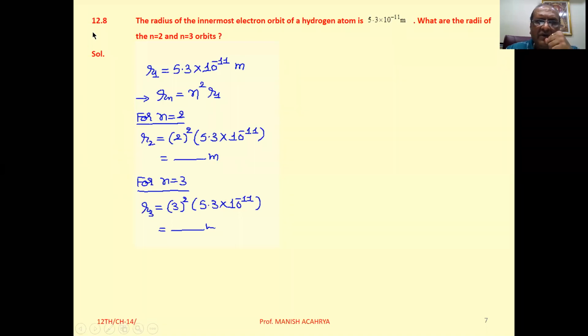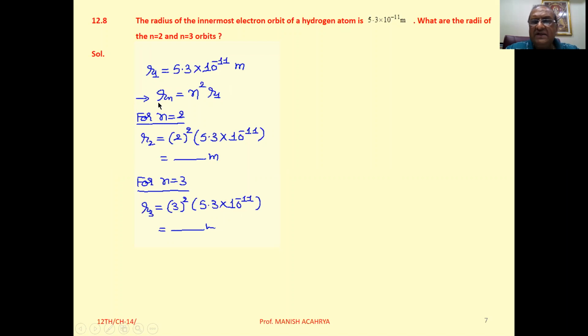Next one, 12.8. The radius of the innermost electron orbit of a hydrogen atom is 5.3 into 10 raised to minus 11 meter. What are the radii of the n equal to 2 and n equal to 3 orbits? So R1 that is given to you 5.3 into 10 raised to minus 11 meter.